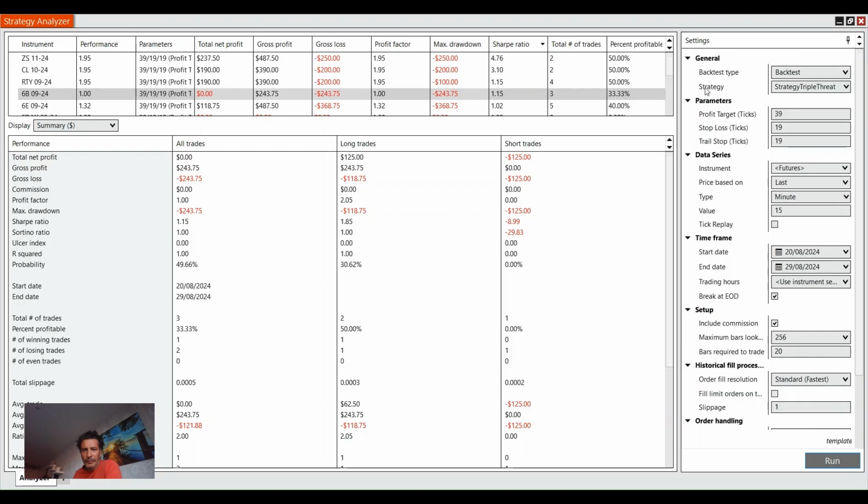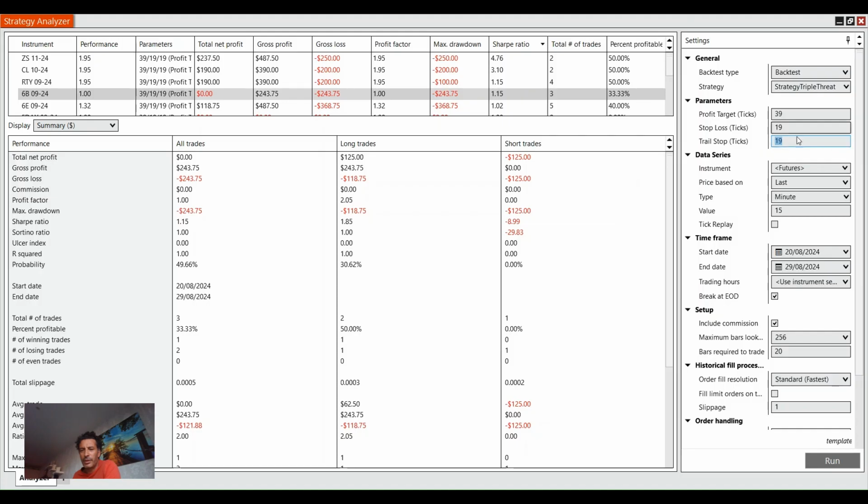And the parameters, the profit target, it's adjustable. So here I chose for the profit target 39 ticks, for the stop loss 19 ticks, and for the trail stop loss 19 ticks. When I do a test, I usually do all the instruments. So when I go to the instrument, I just use all the futures, select all.